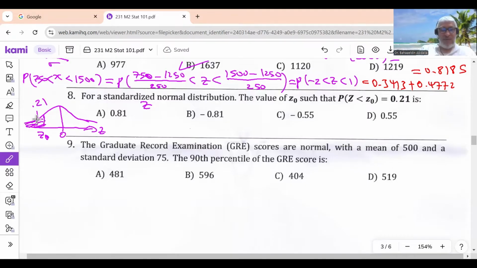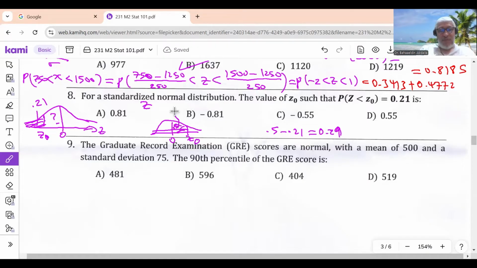Well, the table doesn't work with this area. The table works only with areas from 0 to a positive Z, not to a negative. So if I find the area from 0 to Z0, I can find Z0. Can I have this area? Of course, it is 0.5 minus 0.21, because we know that the area to the left of 0 is 0.5. So 0.5 minus 0.21 is 0.29. So what is 0.29? It is this area.